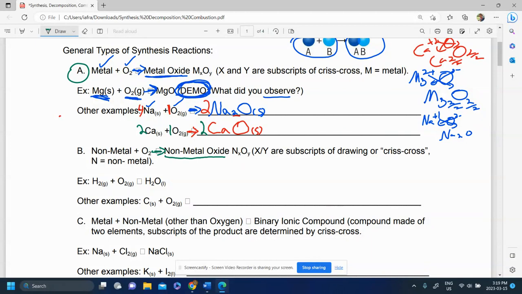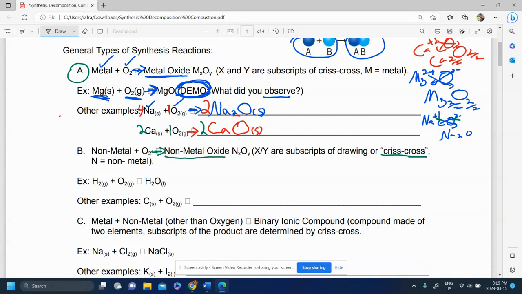Now, it technically doesn't make sense to do crisscrossing with non-metals because they don't really exist as ions, right? The crisscross is really for ionic compounds because they have ions, and you're trying to balance the charges of ions, but there's no ions here for molecular compounds because they share instead. So when you get a situation like this, if you have to predict, you can do a crisscross and it will work out for the most part, but it's not really the best practice.